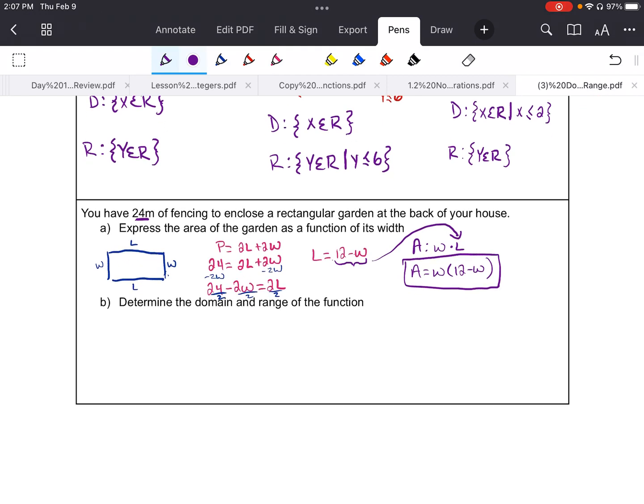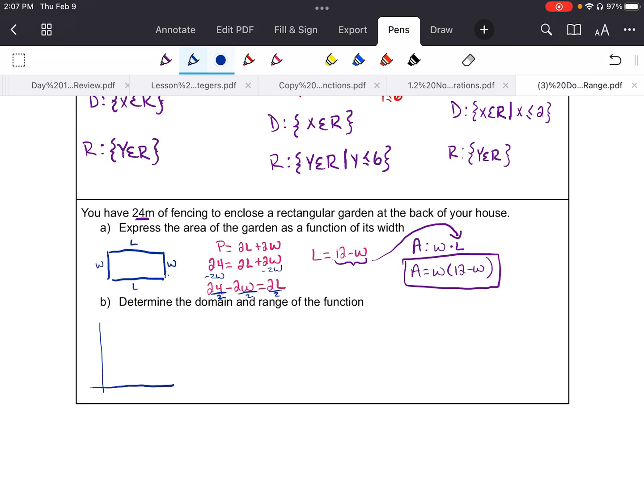Now we have to determine the domain and range. So if we were to distribute this equation out, we would get quadratic, right? That W times negative W would give us negative W squared. So we know it's quadratic. If I was to show you a graph, and again, I don't expect you to graph yet, we'll get to that.